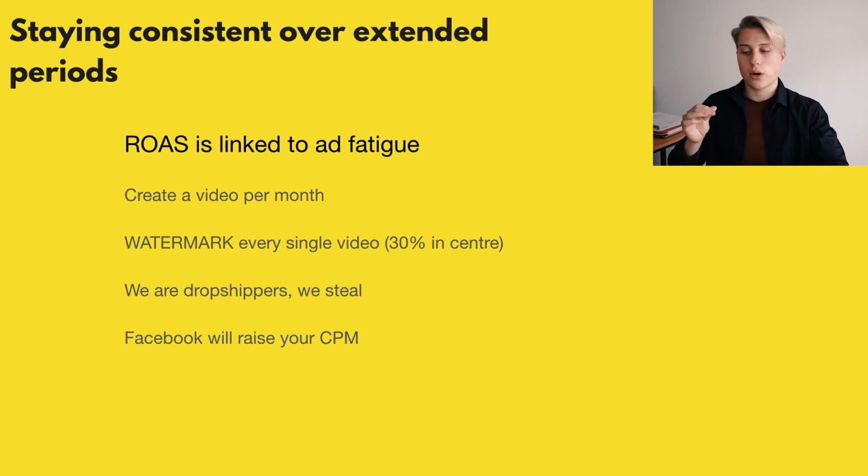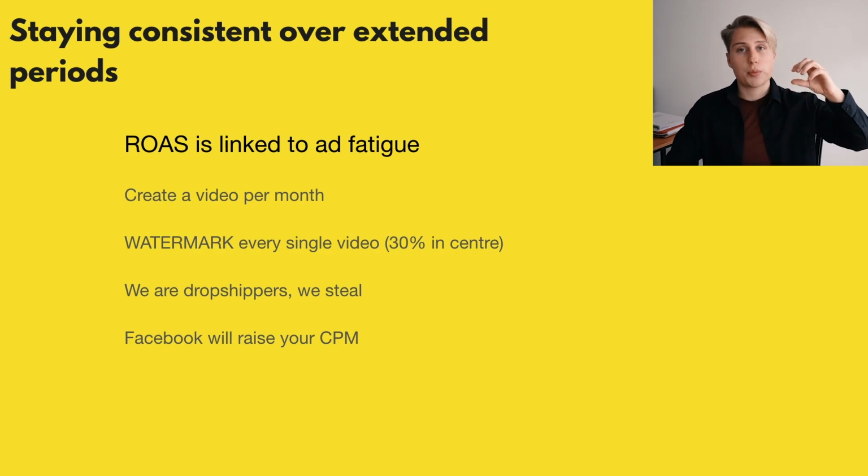So to combat this, I would recommend that you create a video per month. You watermark every single video. The way you can do this is you want to get a big logo and put it at about 20 to 30% opacity, which means it's a bit transparent, and just try and put it either at the top or in the middle of your video.